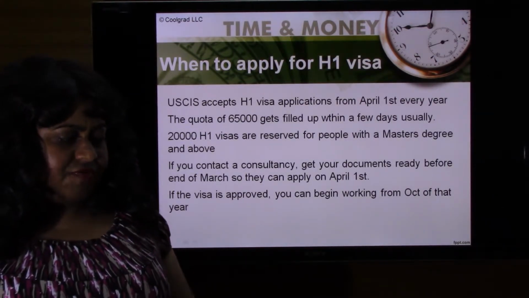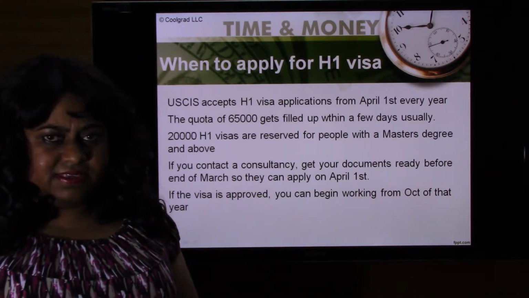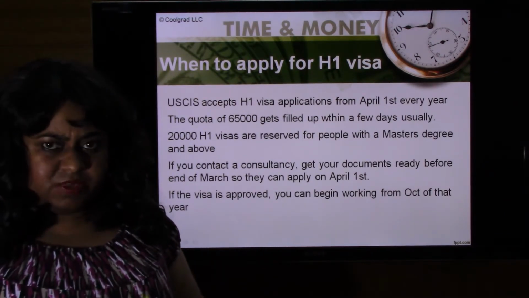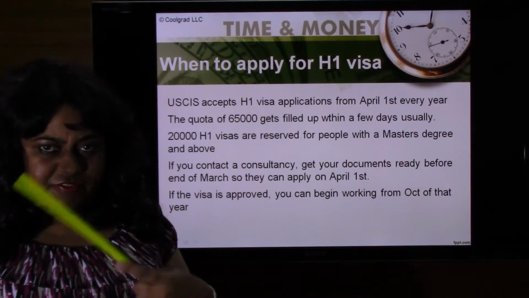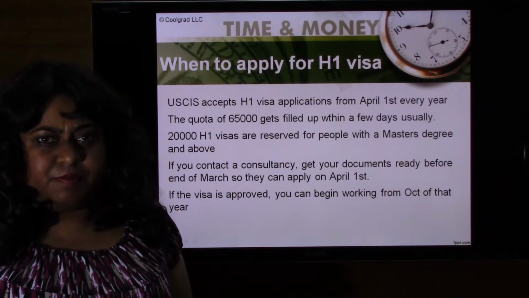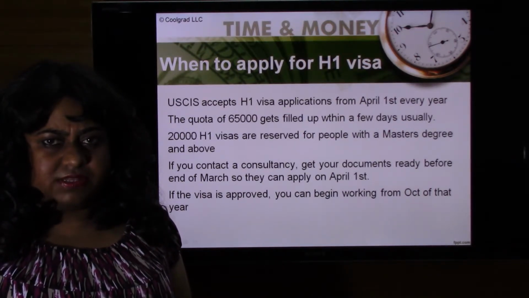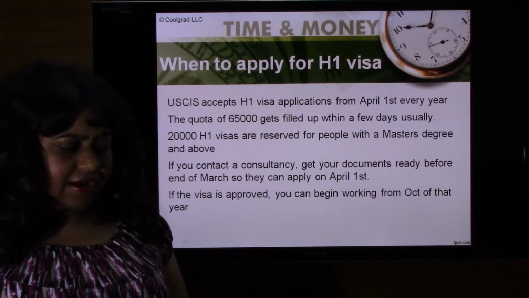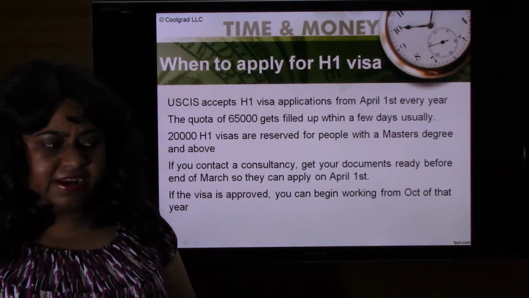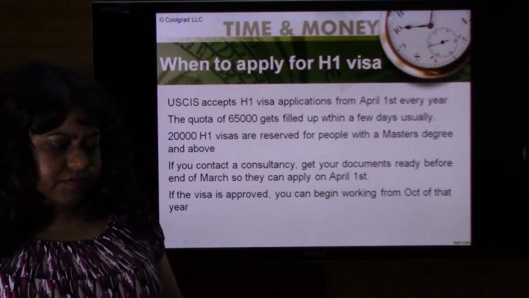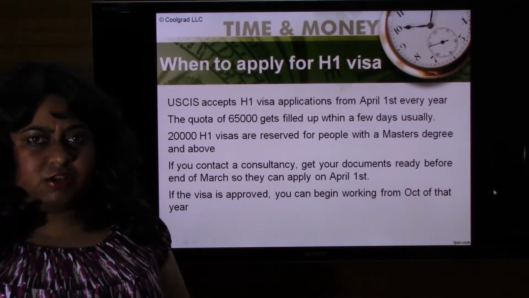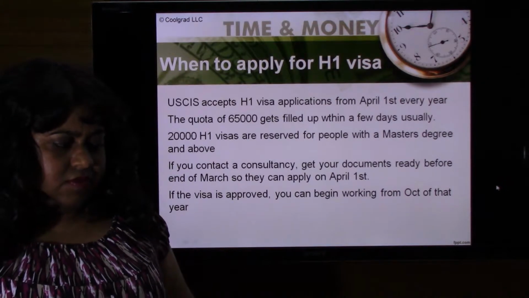When to apply for H1 visa? USCIS, that's the United States Citizenship and Immigration Services, accepts H1 visa applications from April 1st every year. So on April 1st, there's a quota, a cap of about 65,000 that opens up every year, out of which 21,000 H1 visas are reserved for people with a master's degree and above. And if there are more applicants than 65,000, there is usually a lottery process for allocating visas.